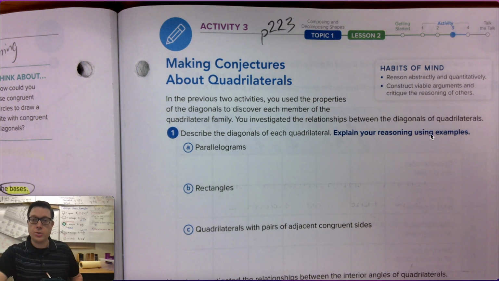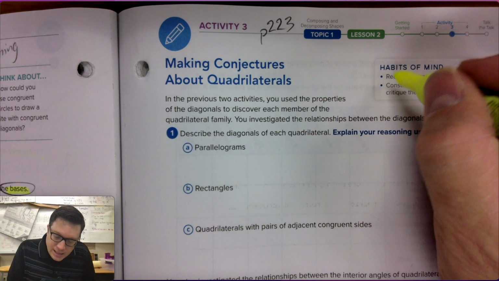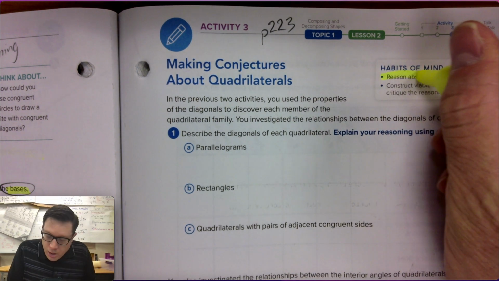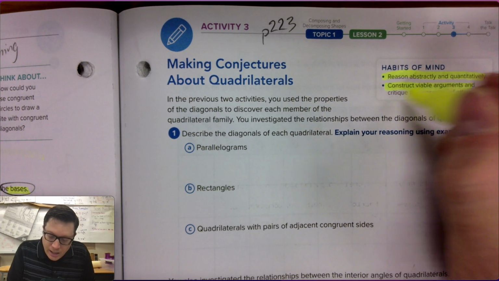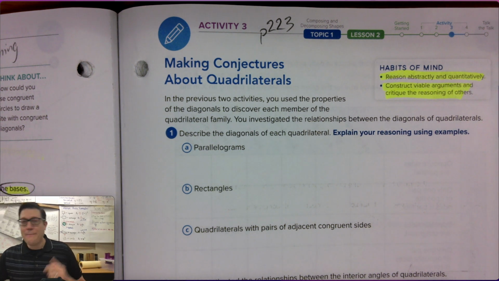of quadrilaterals. Now we're going to go ahead and do some analysis of them just to bring them together. We're talking about reasoning abstractly and quantitatively. So in order to do reasoning or arguing, we need to have some evidence and some resources that we can use to support whatever claims we're making. We're going to make conjectures.